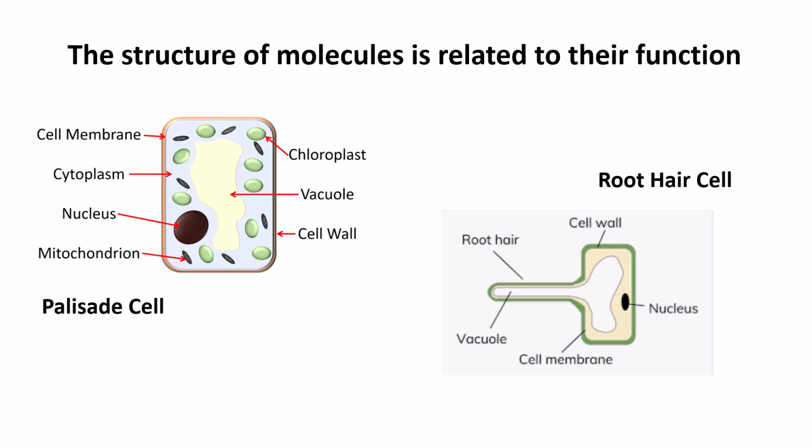I've also included the root hair cell. Now the root hair cell is another plant cell. We can tell it's a plant cell because it has a cell wall and a permanent vacuole. However, it doesn't contain any chloroplast, and that's part of its specialisation. It doesn't need a chloroplast because the root hair of a plant is under soil, there's no sunlight, so it cannot photosynthesize. So when we're looking at the adaptations of a root hair cell, one of the adaptations is it has no chloroplast because it cannot photosynthesize.